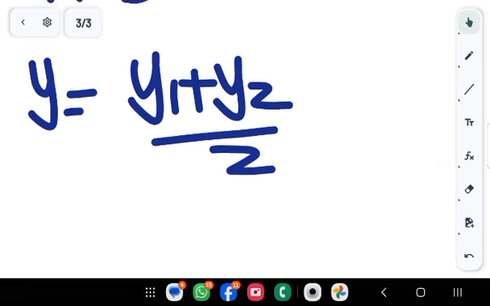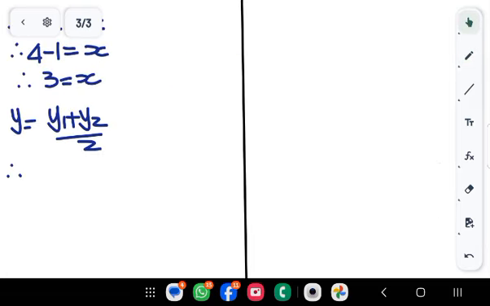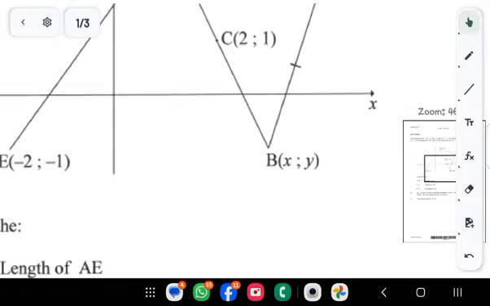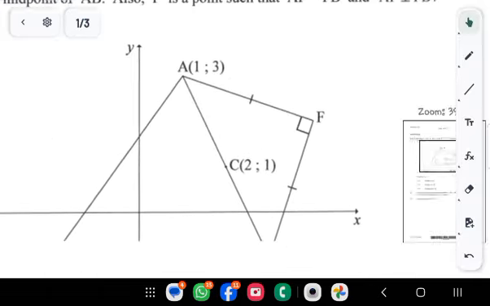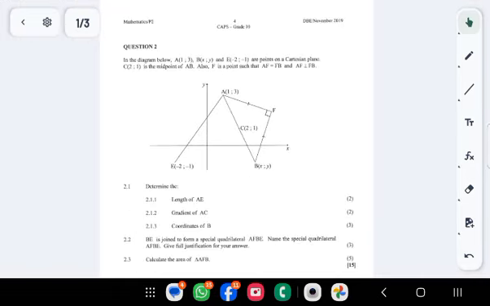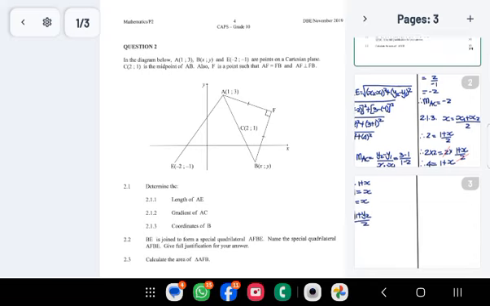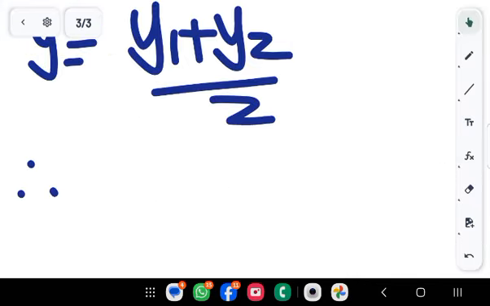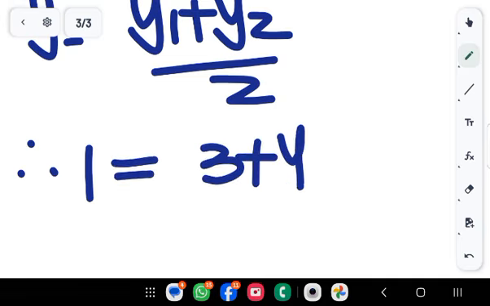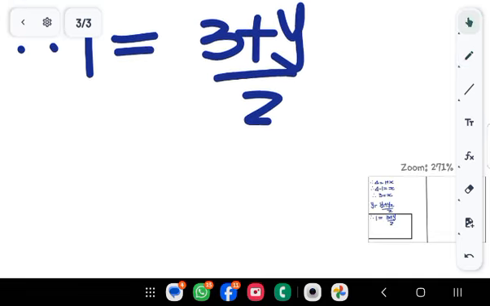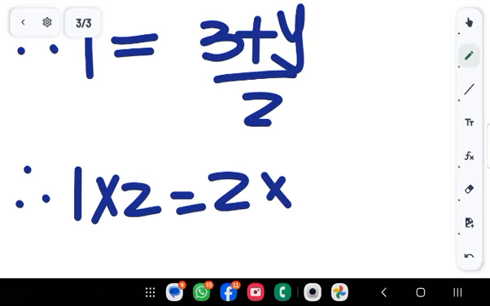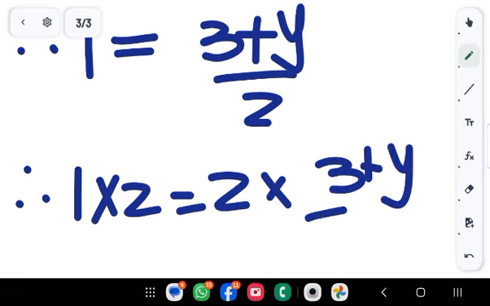Now the y-coordinate of C is the midpoint. We go back. The y-coordinate of C is 1, and the y-coordinates of A and B are 3 and y. So that will be 1 equals 3 plus y over 2. Now you multiply both sides: 1 times 2 equals 2 times 3 plus y over 2.